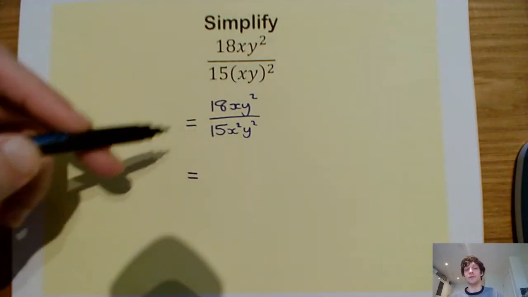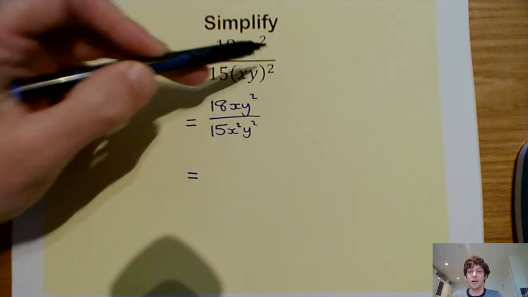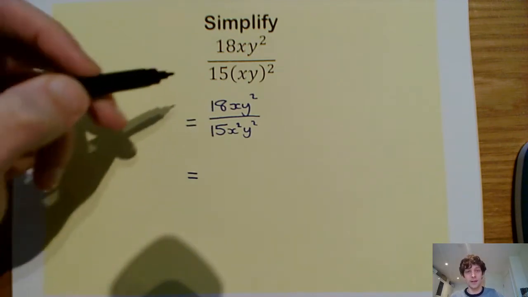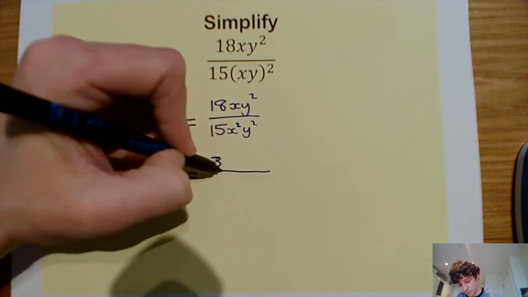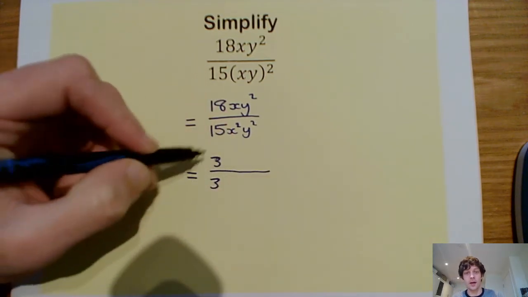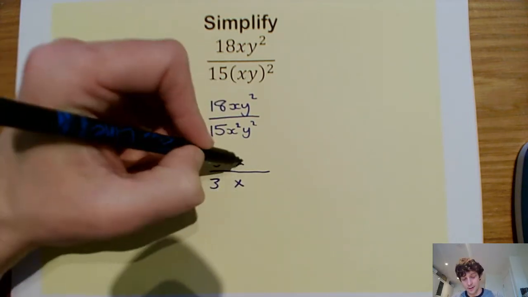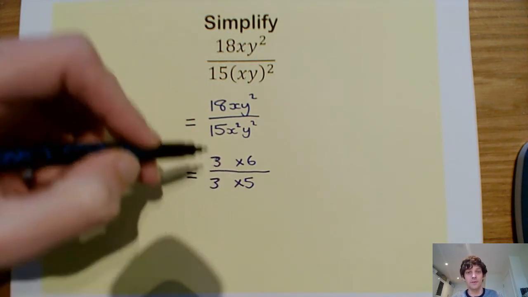And now I can take the same approach as I had before. That bracket before with the squared around it was sort of stopping me from doing that. So look at 18 and 15. They have 3 as a common factor. Let's draw my vinculum, my fraction line, and put my multiplication in. So 3 times 6 would give me 18. 3 times 5 would give me 15.